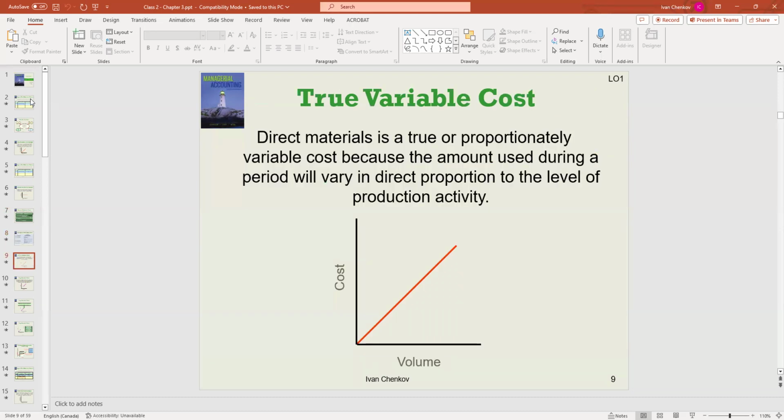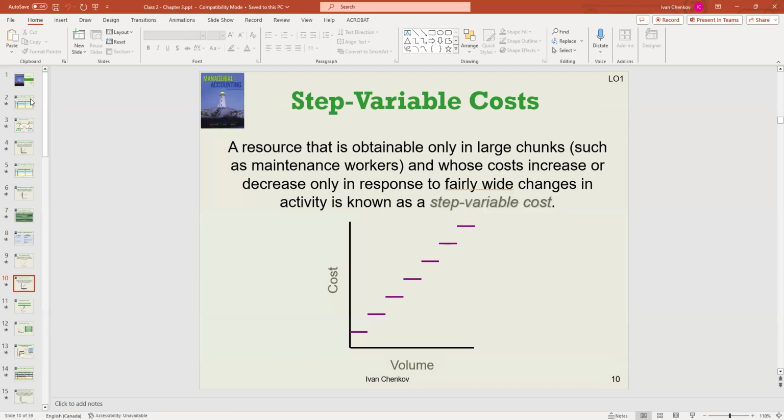So the true variable cost is the direct material. It's a true variable cost, which means it increases proportionally with increasing the level of production. Sometimes we may have a step variable cost, which can be obtained only in large chunks, such as some maintenance workers.